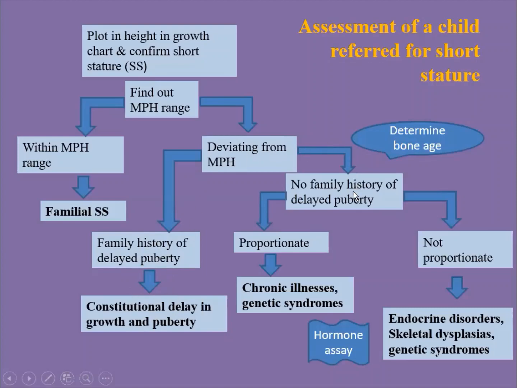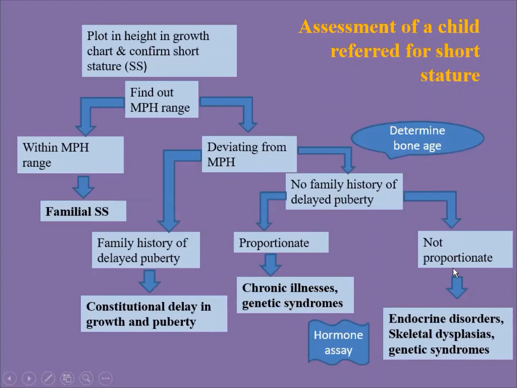If there's no family history of delayed puberty, then we have to see whether it's a proportionate short stature or not proportionate. If it is proportionate, it's probably a chronic illness. If it's a child with a chronic illness, that may be the cause. We have to treat the cause. Some genetic syndromes will have a proportionate short stature. So that also, by looking for the dysmorphic features, you can find out.